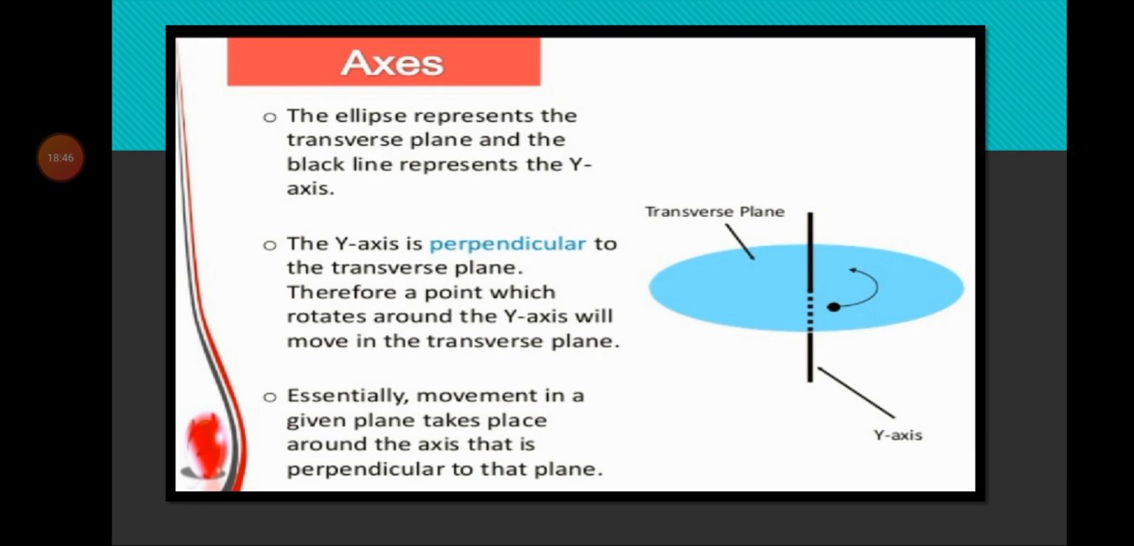Then axis. The ellipse represents the transverse plane and the black line represents the y-axis. The y-axis is perpendicular to the transverse plane. Therefore, a point which rotates around the y-axis will move in the transverse plane. Essentially, the movement in a given plane takes place around the axis that is perpendicular to the plane.